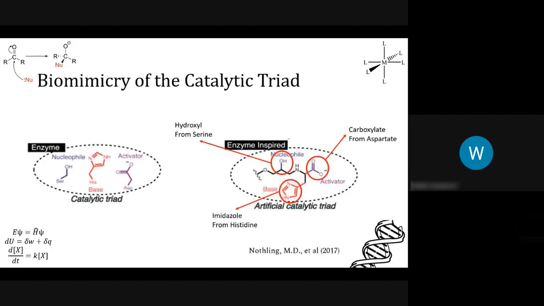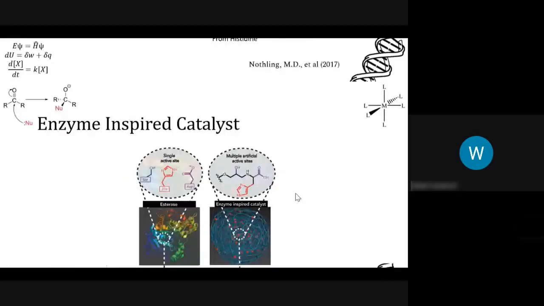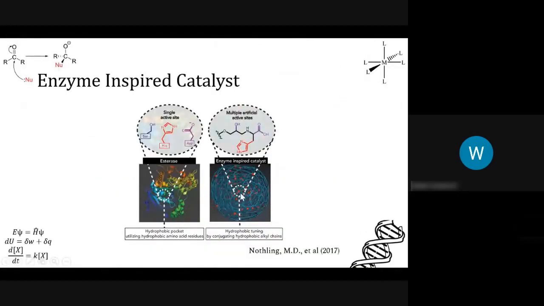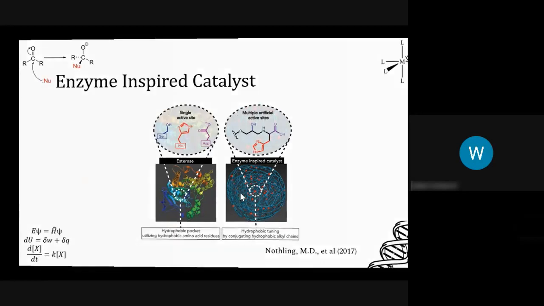Okay, so some scientists synthesized this structure. It contains the nucleophile, the hydroxyl from serine, the activator, the carboxylate from aspartate, and the base, the imidazole from histidine. And they integrated this into a huge macromolecule, with many copies of this in the macromolecule, which will speed up the rate of catalysis by this specific active site. So to analyze this, the scientists tested this enzyme-inspired catalyst on the hydrolysis of 4-nitrophenyl butanoate to butanoic acid and 4-nitrophenol.